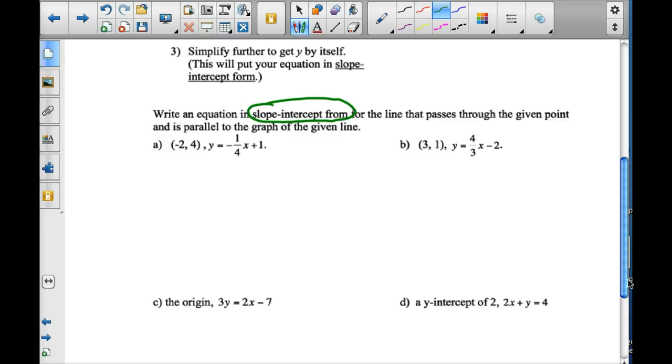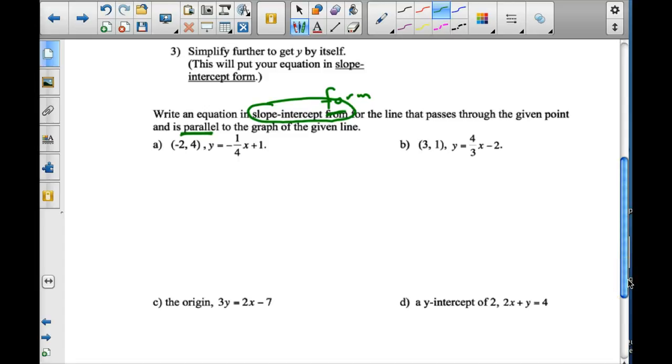You told us that last week. Write an equation in slope-intercept form for the line that passes through the given point and is parallel to the graph of the given line. Okay? Spell check never catches that. I always type the word form, or sometimes I type the word form as from, but slope-intercept form for the given line.